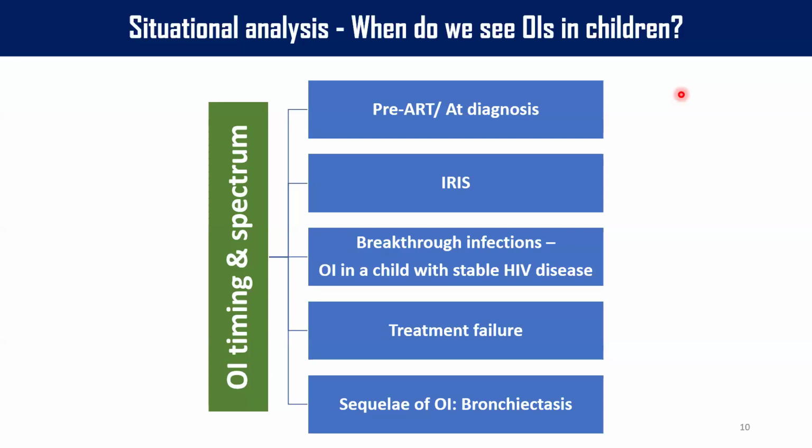Are we seeing this child with these symptoms when the child has a stable HIV disease? CD4 is good, viral load is completely suppressed, nutrition is well maintained and recovered, and the child has been on therapy for more than 6 months. So these are breakthrough infections. Similarly, are we seeing this child when the ART is failing? Then your spectrum will differ. Similarly, if this child had previous recurrent infections leading to a sequela like bronchiectasis, in that context, what opportunistic infection are you seeing? So that spectrum will differ.